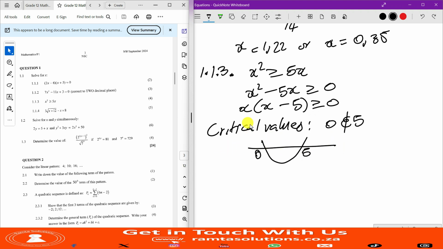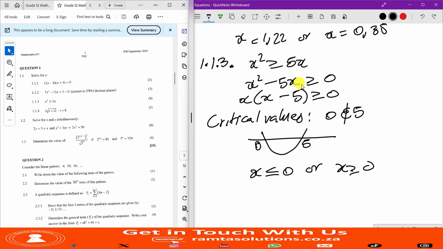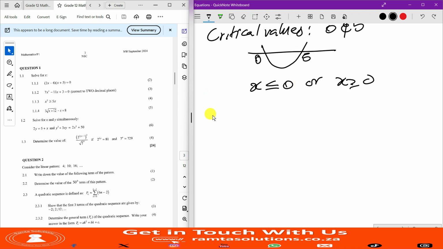The values must be above the x-axis. So we'll say, okay, this means x is less or equal to 0, or x is greater or equal to 0. And then we are good. Okay, great stuff. So we are on the right track, isn't it?